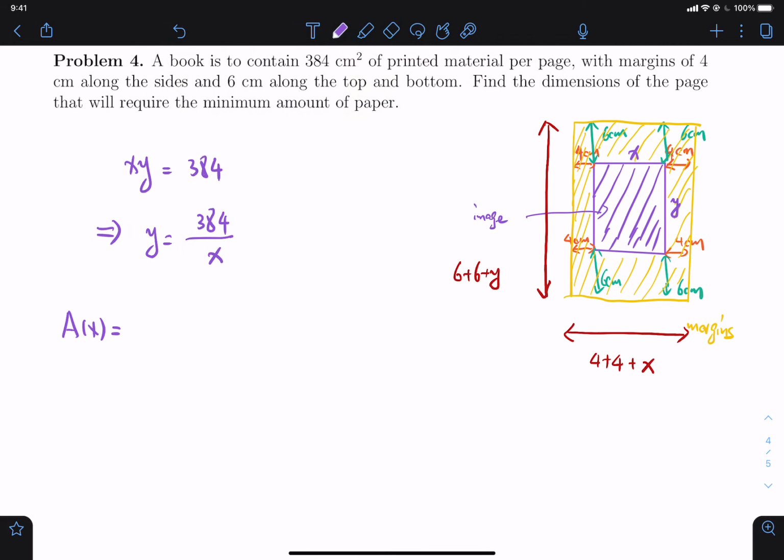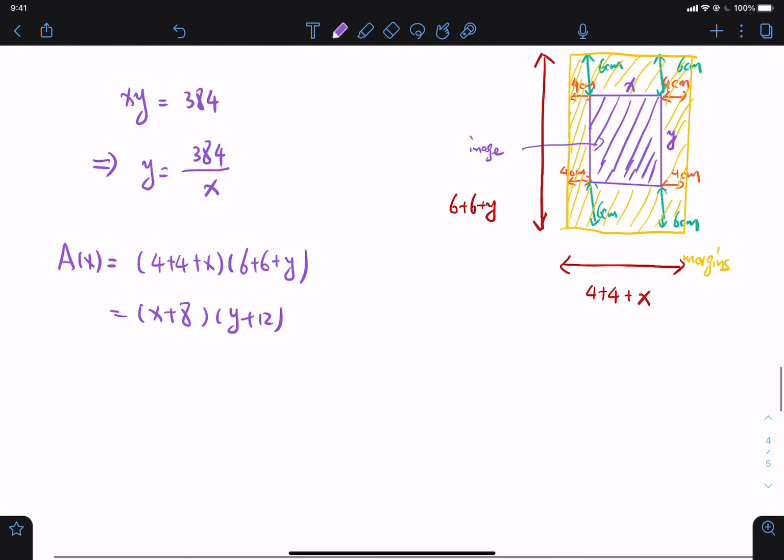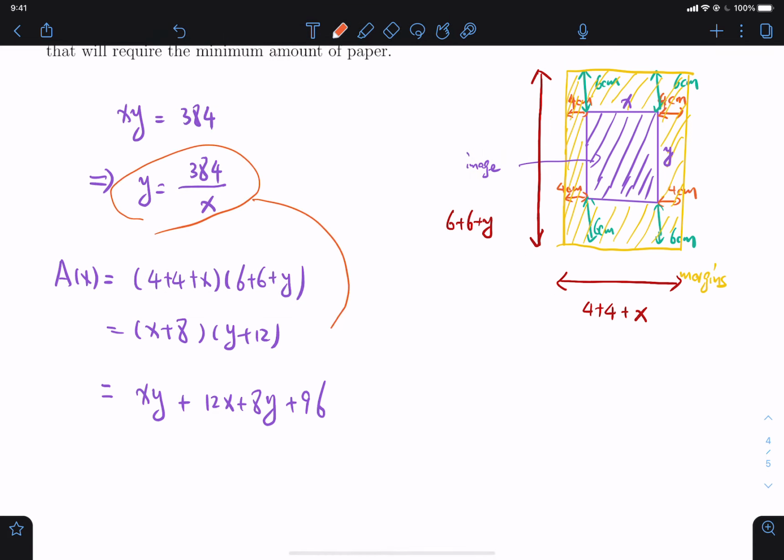So the area is going to be equal to (4 plus 4 plus x) times (6 plus 6 plus y), which is equal to (x plus 8) times (y plus 12). And we expand this, so we have xy plus 12x plus 8y plus 96. And then plug this y into this expression so that we only have one variable.